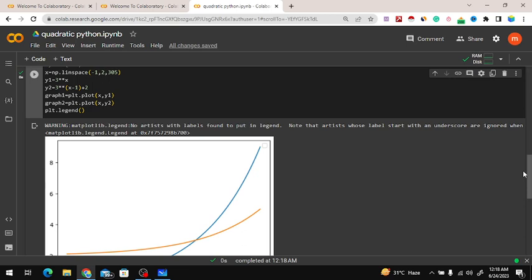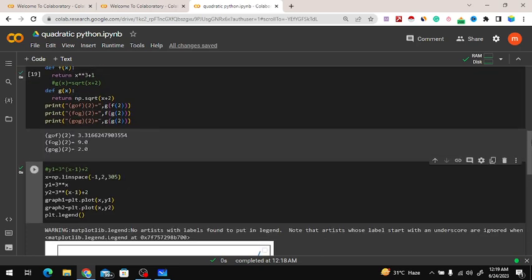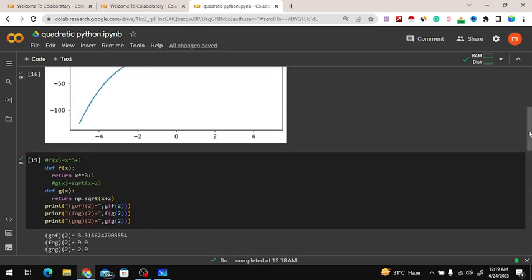So similarly we can write, and if we want to show the x-axis, y-axis, each and everything, we will show it here. So I think now you are comfortable and you can understand how we plot quadratic, cubic and exponential.